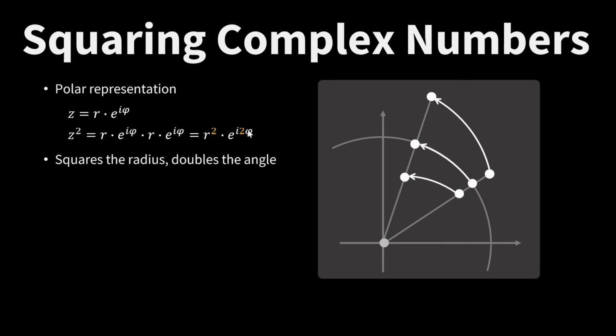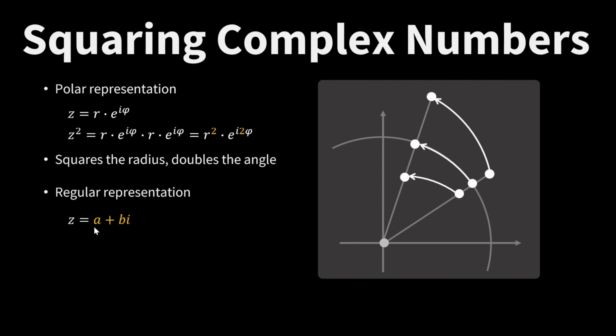So here is an image to visualize this. If r is equal to 1, then we move on the unit circle and the angle doubles. If r is smaller than 1, then we are pulled towards the origin. If r is larger than 1, then we are pushed away from the origin. Of course, we can also compute the square with a regular representation.